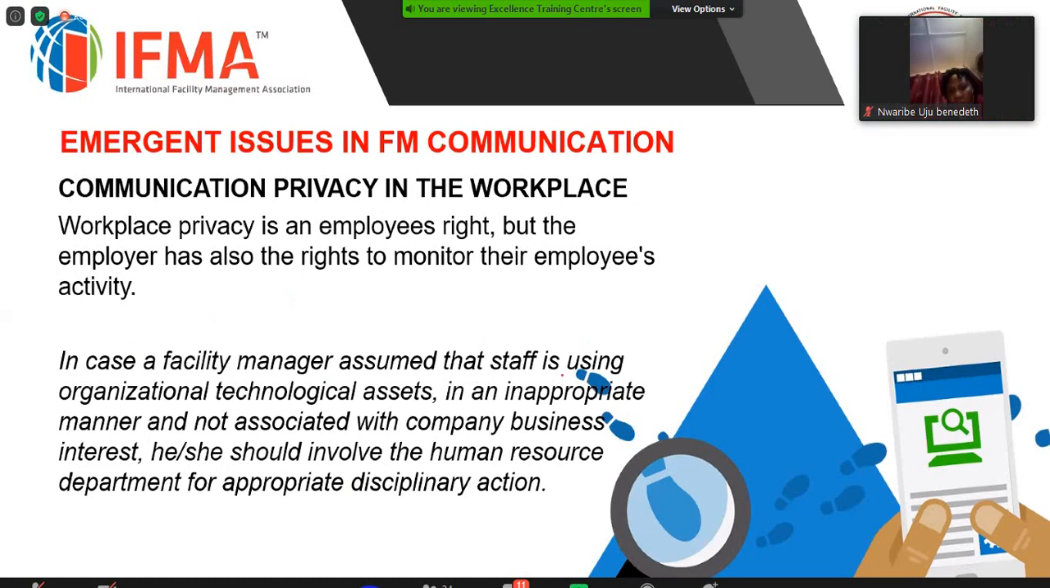So in case a facility manager assumes that staff is using organizational technological assets, some companies even have direct policies for that. For example, some organizations will say it is allowed for personal use, casual use. I've read one policy: casual use of email and mobile phone for personal matters is acceptable, but they put a "but". First of all, we have the right to monitor all these communications. You know that in your emails, everything is being copied to the company's server and they are able to access that. And second is that you cannot be abusing it. You cannot use your personal email to communicate all the time and address personal matters, or use company time and vehicle to do inappropriate things. So if someone is utilizing the organizational assets in an inappropriate manner and not associated with the company business, the FM should involve the HR department for appropriate disciplinary action.